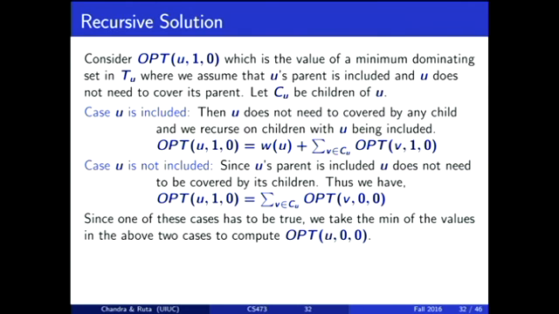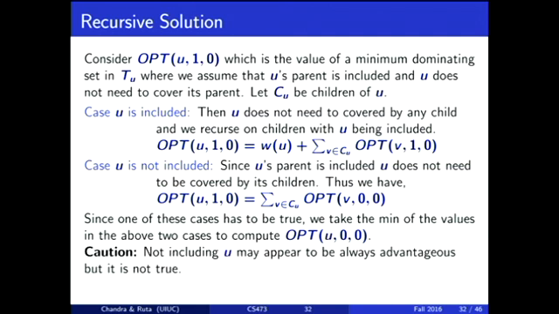Now that's an easy case, but what if we decide not to include U? This is an interesting case. If U is not included, remember, we are in the case opt U10, so U's parent is included. I'm not including myself, but what should I tell my children? You don't have to worry about me. So I look at the children and simply say V00. Why did I call them V00? Because I'm saying, I'm not including myself, but you don't have to bother covering me because my parent is already there. Do you understand this case? Then we again take the min of these two.